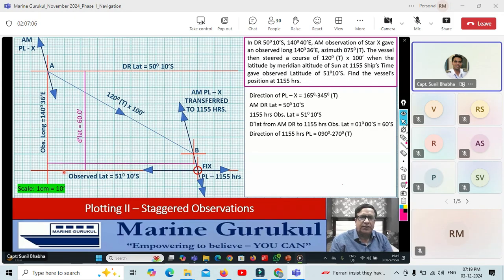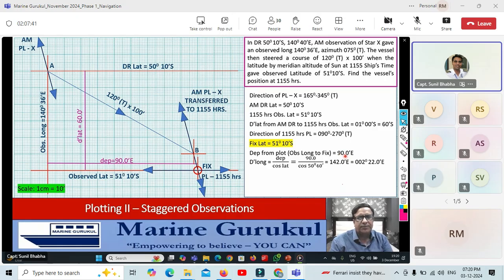Now, as far as the latitude of the fix is concerned, it's on the observed lat, so it is 51 degrees 10 minutes south. But this east-west distance, we measure of the fix from observed long. We have done it in simultaneous plotting also. So this is the departure. So departure of the fix from observed longitude is 90 minutes east. We come on this side. Latitude of the fix is 51 degrees 10 minutes south. Departure from plot observed long to fix is 90 minutes east.